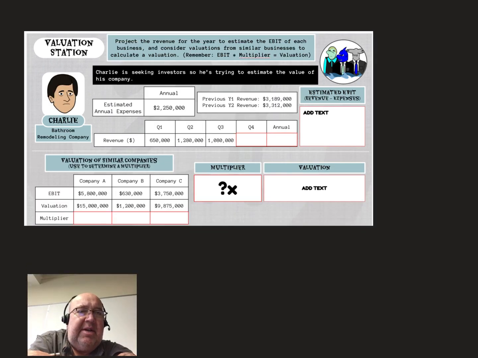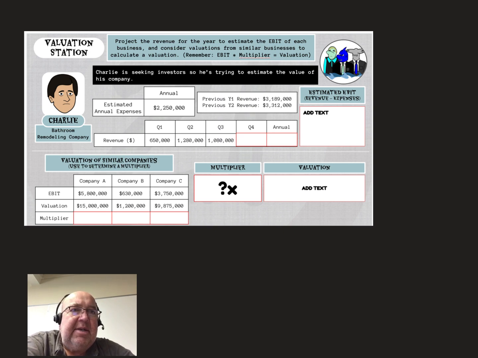On this one, you're given quarters 1 through 4, plus you know the previous year's results. You can use that. You'll also see looking at similar companies to find what their multiplier is. So when you do the bottom part, you know that the multiplier times the EBIT gets the valuation. So you need to find out what the multiplier is by working backwards there. You're going to find this individual's EBIT and then apply the multiplier that you found from the other 3 companies to get their valuation.